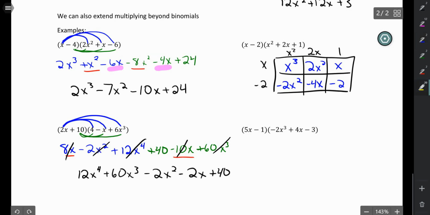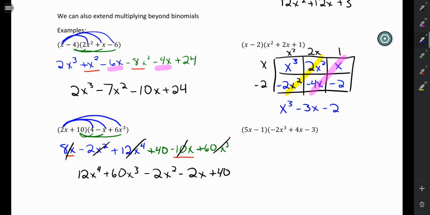Now notice, I still have those like terms on those diagonals. Nice, right? So let's go ahead and combine those for our final answer. So here we go. I've got x cubed. Negative 2x squared and positive 2x squared will give me no x squareds. Negative 4x and positive 1x will give me negative 3x. And then I have negative 2 on the end.